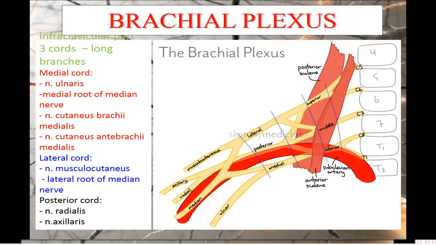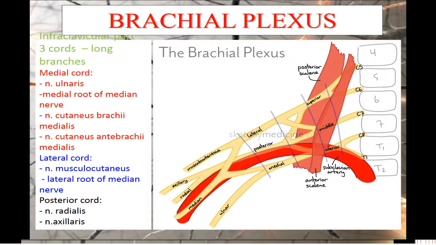A few words about the long branches. Pay your attention. The median and ulnar nerves pass together in the medial bicipital groove together with the brachial artery and brachial vein. These nerves have no branches along the arm region. After that, both nerves continue to the anterior region of the forearm. In the cubital fossa they give off some branches to the elbow joint, then continue to the forearm.